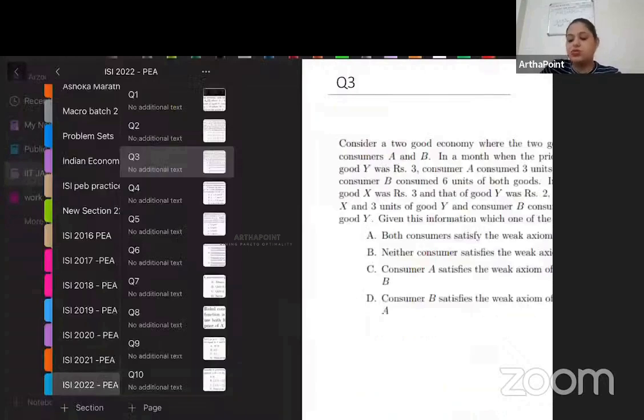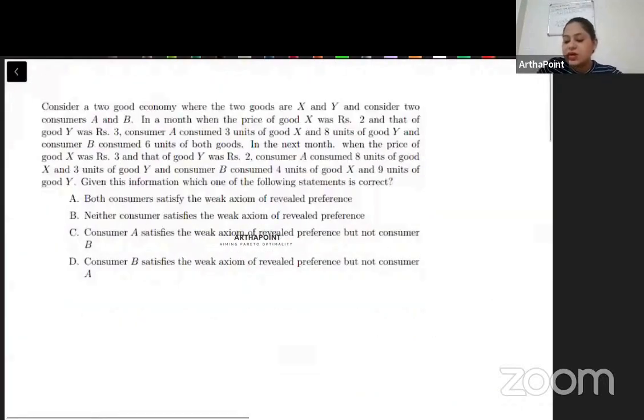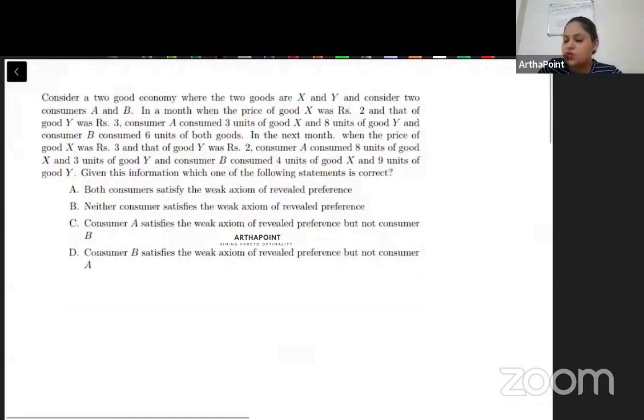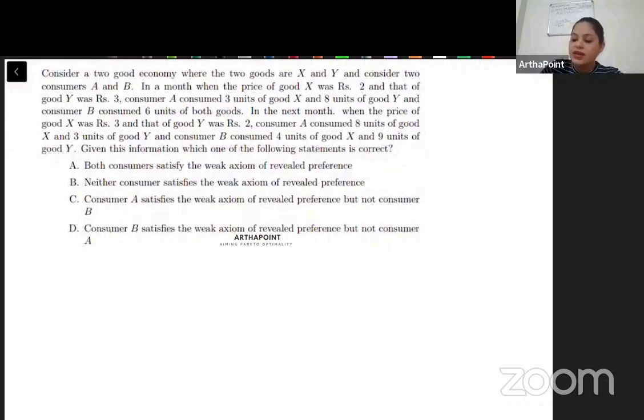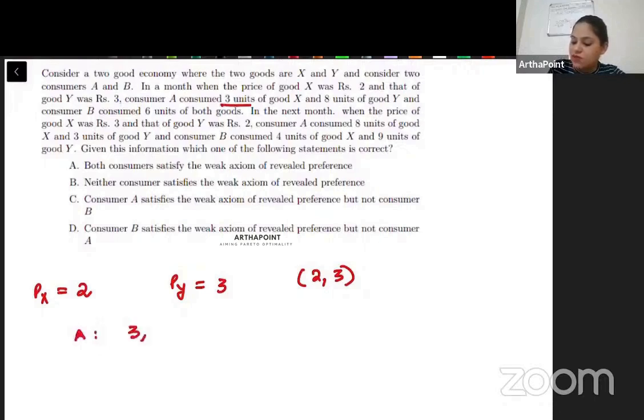Okay, come to the third question. It says consider a two-good economy where the two goods are X and Y. And consider consumer A and B. In a month where the price of good X was 2, and the price of good Y is 3. So my price bundle is 2, 3. Consumer A consumes 3 units of X and 8 units of Y. And B consumes 6 units of both the goods.